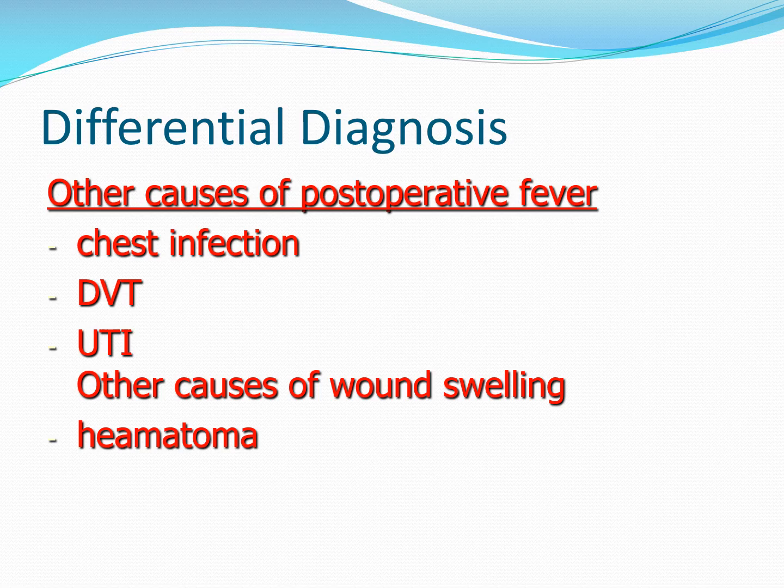How can we differentiate whether the cause is an infection or other causes of post-operative fever? If a patient presents with fever, there are so many other causes of fever. For example, chest infection, deep vein thrombosis, urinary tract infection, and other causes of wound swelling. Maybe the cause of the swelling is not only inflammation, maybe a hematoma develops at the site of the incision, but still it is not an infected one.